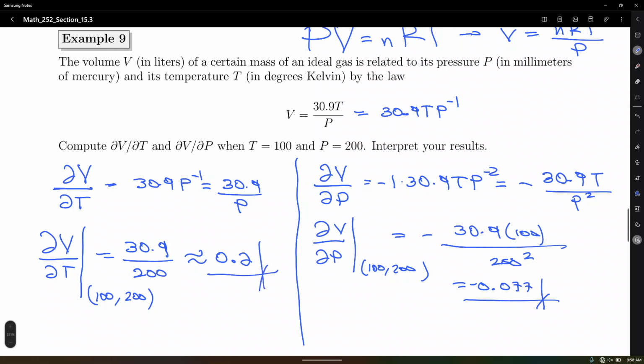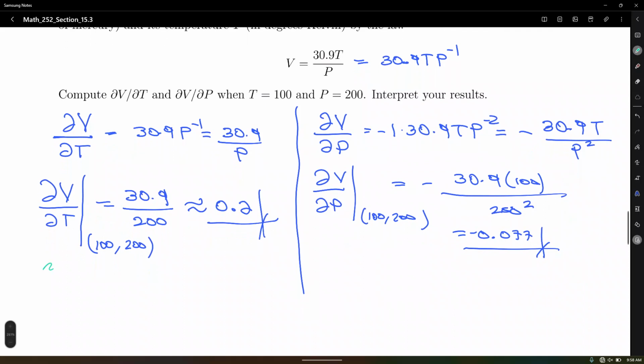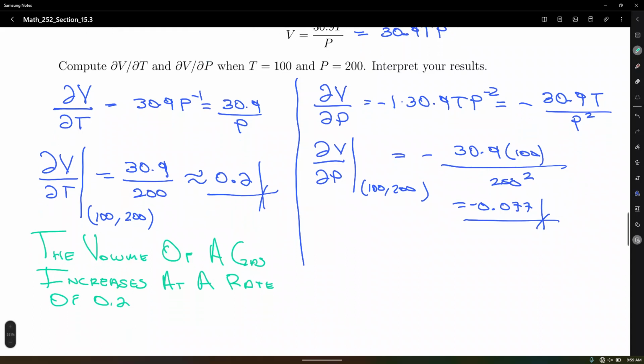We need to interpret this based on the context of the situation, which is again the ideal gas situation. So what does that mean? Let's interpret the first result. Okay, so the first result is telling us that the volume of a gas increases at a rate of 0.2, what are the units?